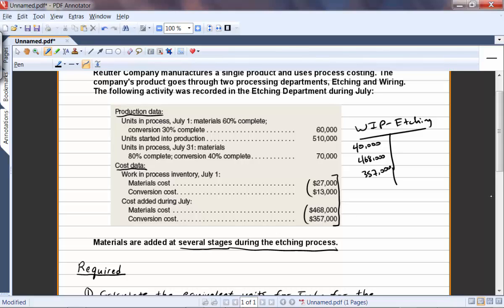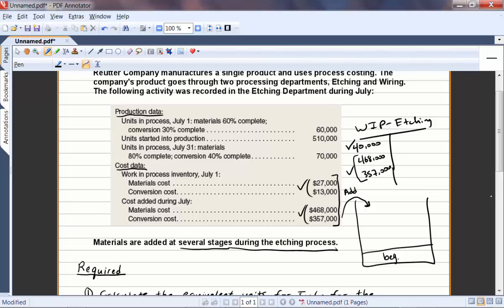And the whole purpose of this exercise is to figure out, if we think about a cup, we know the costs that were there at the beginning, and we know the costs that are added. Right? There's the beginning costs right here, and here are the costs that were added right here. And the question is, at the end of the period, at the end of July, supposedly we got some stuff done, right? Some units were completed and they were sent to the wiring department, to the next processing department.